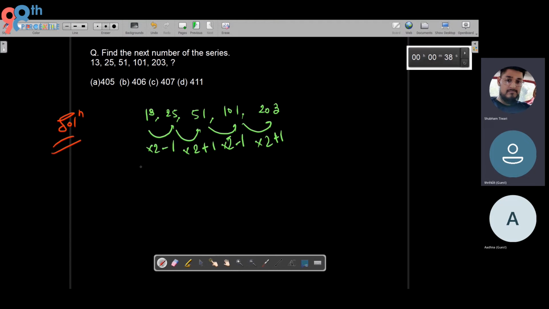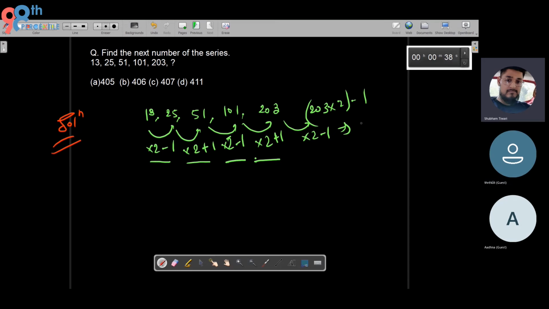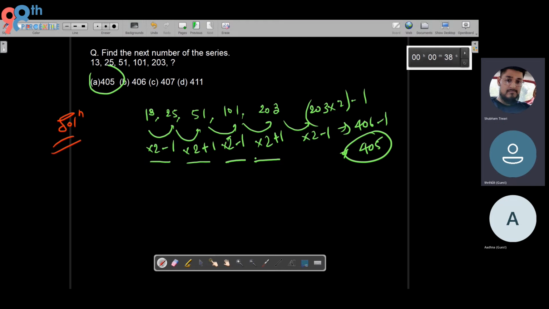Now, if you observe the pattern, it is multiply by 2, minus 1, multiply by 2, plus 1. Multiply by 2, minus 1, multiply by 2, plus 1. Which means the next pattern will be multiply by 2, minus 1. Yes or no? Yes. You got the pattern, so 203 multiplied by 2 minus 1 should be your answer. 203 multiplied by 2 is 406, minus 1, that will give you 405. Which means option A will be the correct answer.